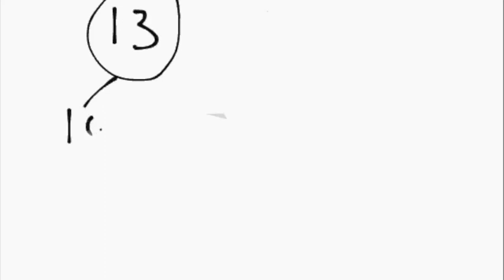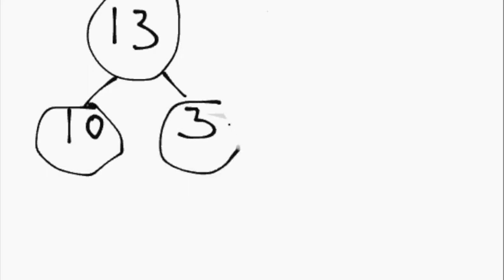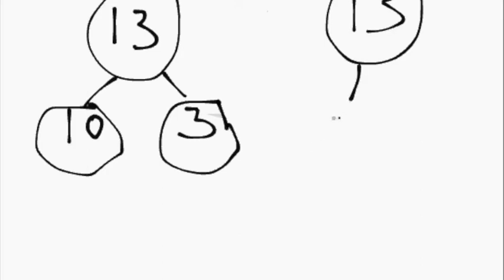So now I'm gonna tell you a story about Peter. Peter drew a number bond of 13. And he drew it as 10 and 3. Bill drew a number bond too. He drew a number bond for 13, but he drew it differently. He drew it as 3 and 10.